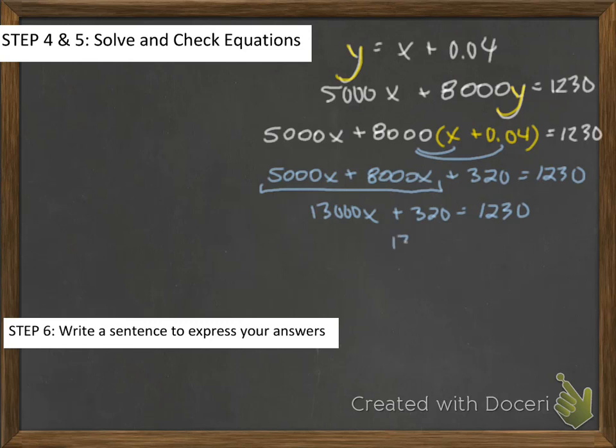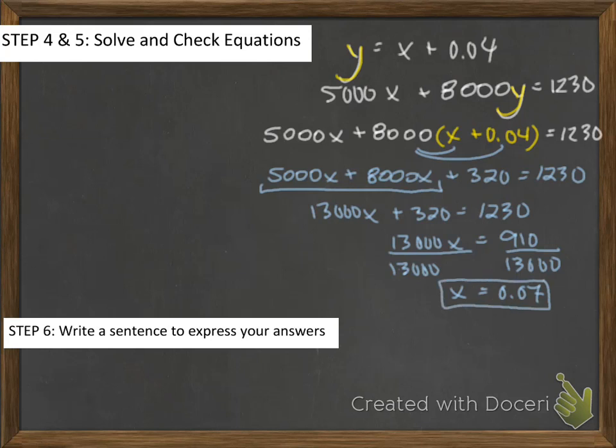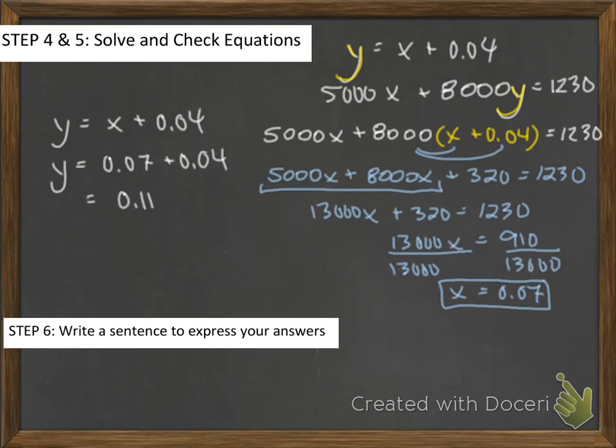So I have 13,000x equals 910. Divide, get something that looks like that, and that gives us an interest rate of 7%. Okay, now we need to find the other interest rate. So if I look at my other interest rate, I know that my other interest rate is whatever that is plus 4%. So 7% plus 4% is going to give me 11%.